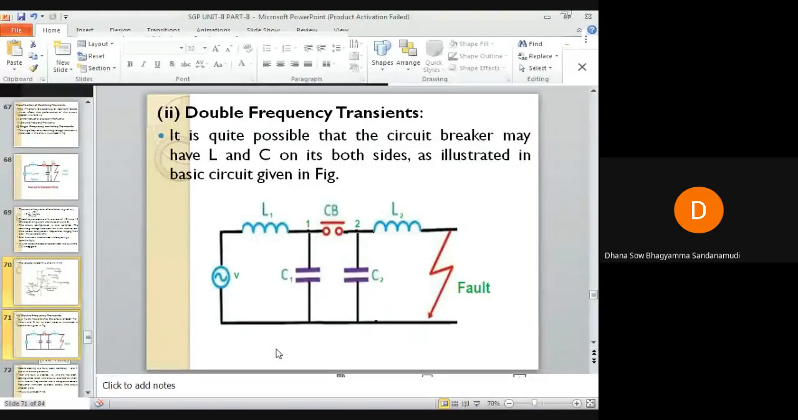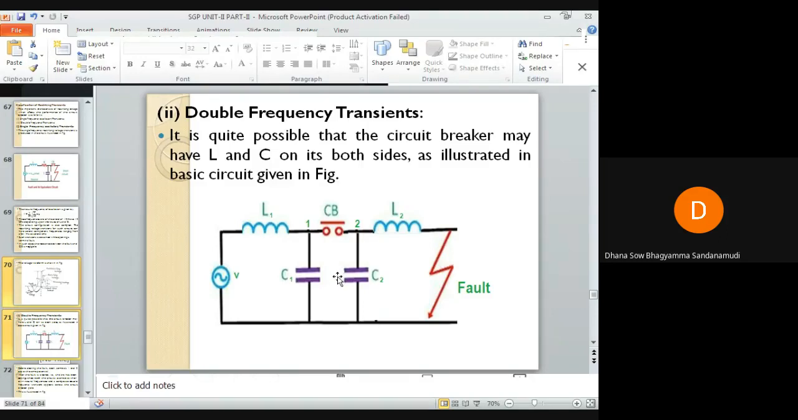Next one is the double frequency transient. Double frequency transients occur if L and C are on both sides of the circuit breaker. If a fault occurs in such a system, in which the circuit breaker is in between L and C on both sides, assume one terminal of the circuit breaker as 1 and, on the other side, assume the terminal as 2.